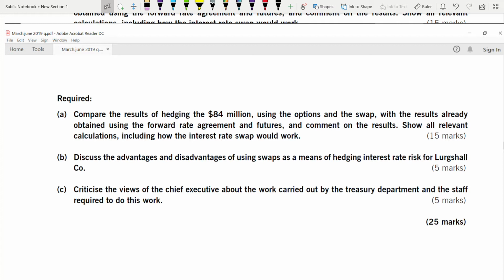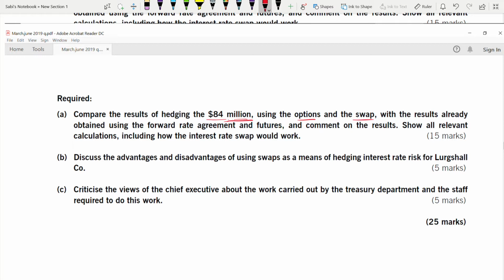So part A. This is in fact not a very difficult question. The difficulty came in the swap, interest rate swap. If you know how to do swap, then you will be well off in all the other questions because others are quite easy. It is just nothing new is there. It is just repetitive. So part A, compare the results of hedging the $84 million using the options and swaps. Option and swap with the results already obtained using the forward rate agreement and future.